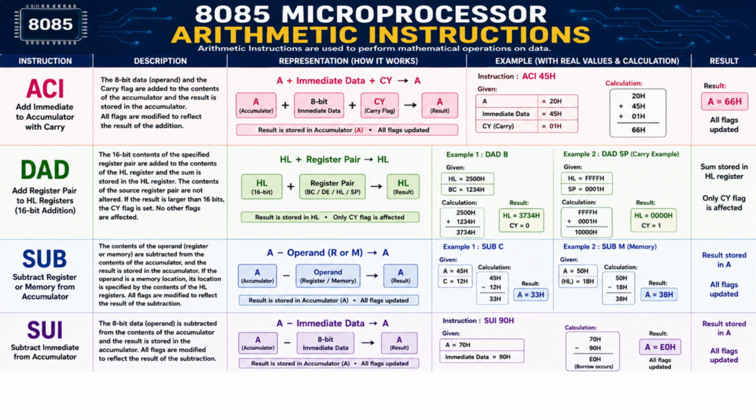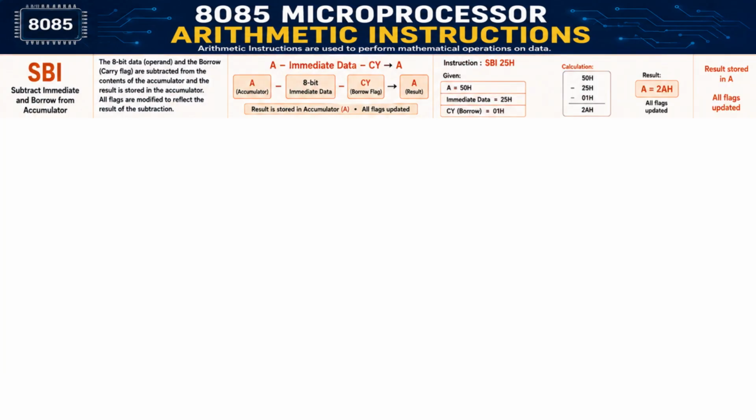Now the accumulator contains the result. Up next, we have SBI. SBI stands for subtract immediate with borrow. Similar to SUI, there is one extra value, the borrow, which is actually represented by the carry flag. So the processor subtracts the immediate data and also subtracts the carry flag. Now let's understand with an example.